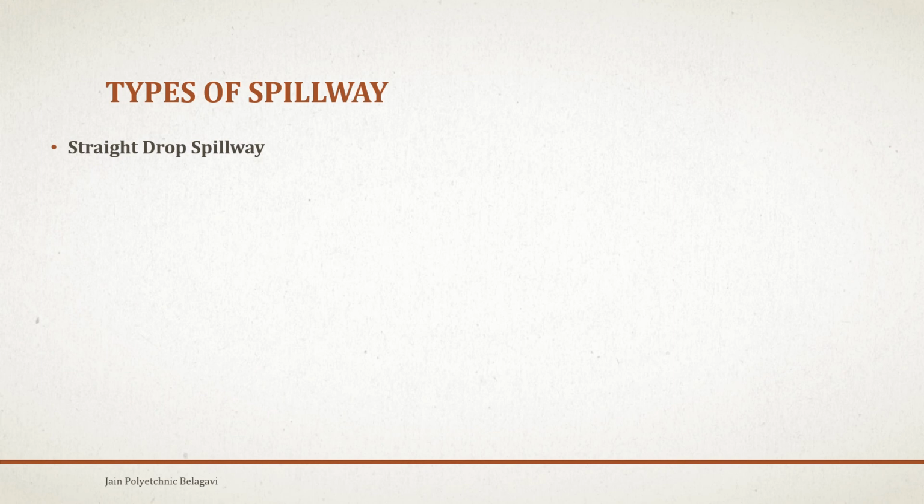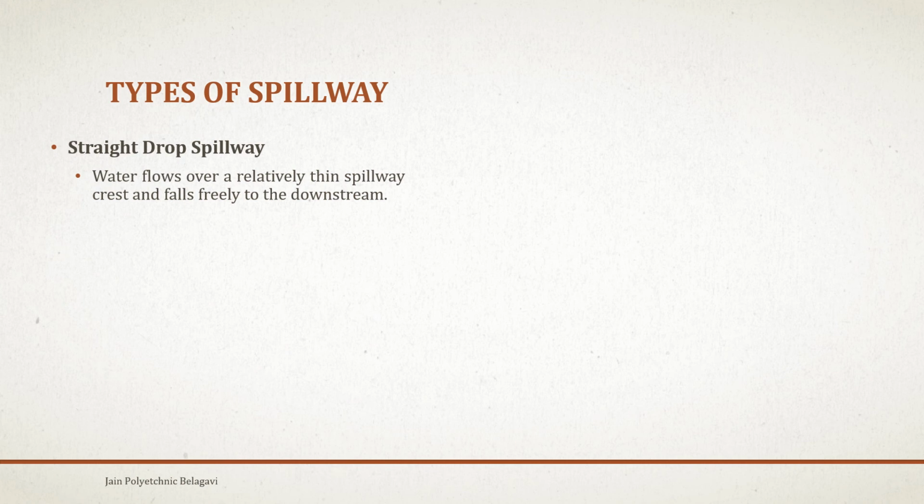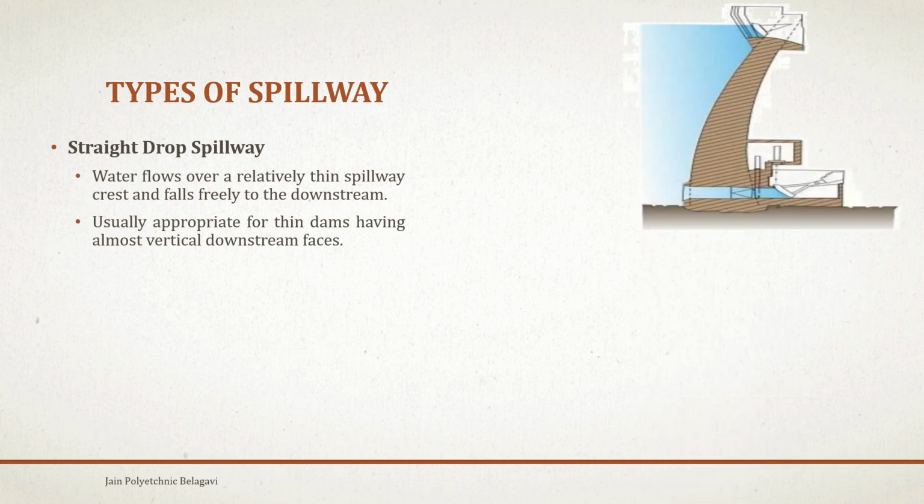Next we have the types of spillway again. In this we have the straight drop spillway. Water flows over a relatively thin spillway crest and falls freely to the downstream. It is usually appropriate for thin dams having almost vertical downstream faces. So this is a typical diagram of a straight drop spillway.